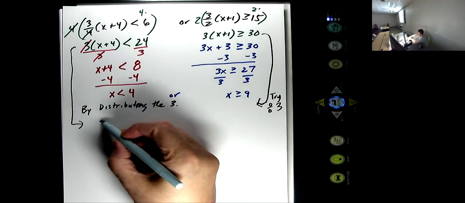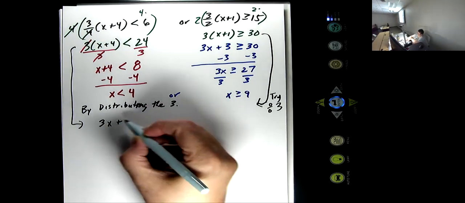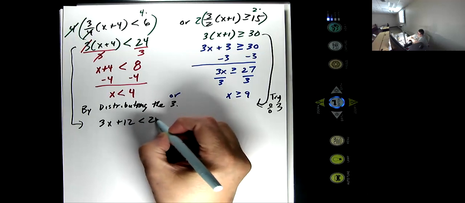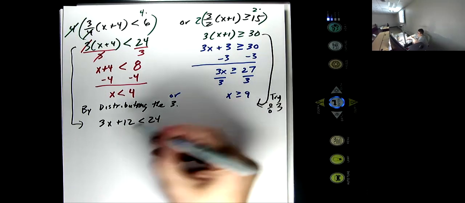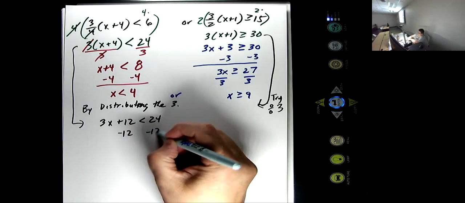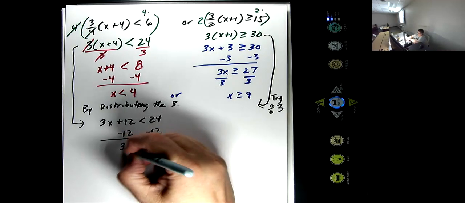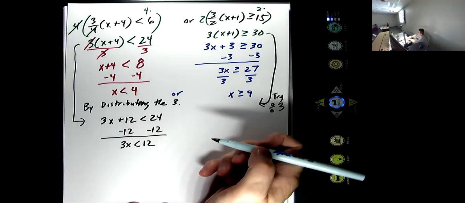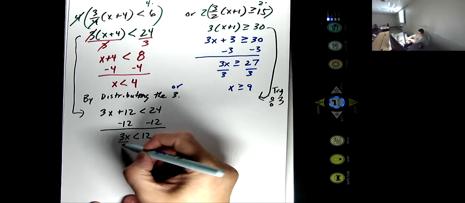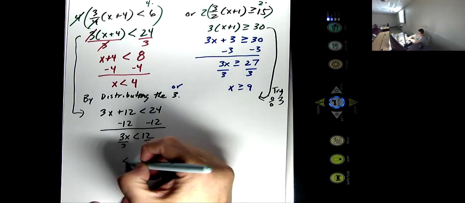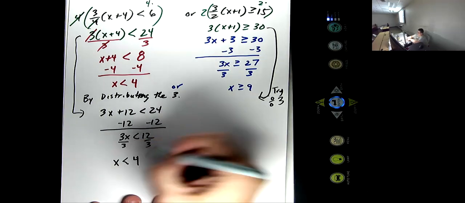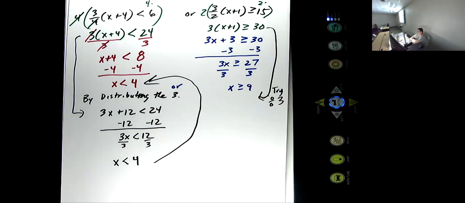So here, if you tried distributing the 3, you would have 3x plus 12 is less than 24. Subtract 12. You get 3x is less than 12. And divide by 3. You get x is less than 4. Just like right there.